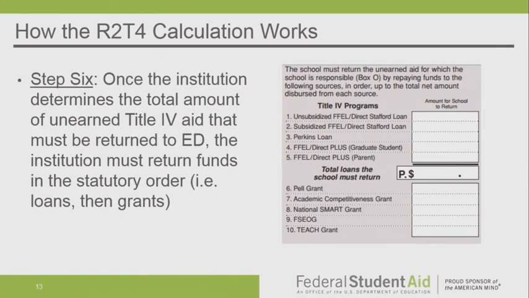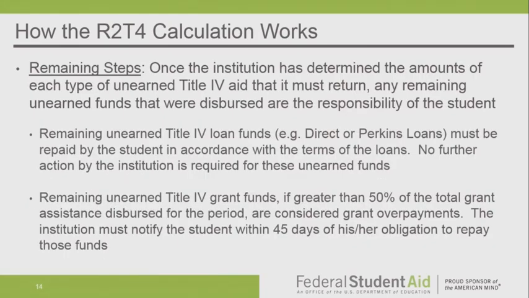Now, once the institution determines the total amount of unearned aid that it's responsible for returning to ED, the institution must return funds in a very specific order, what we call the statutory order, because it's outlined in the R2T4 statute. So you can see here on the slide, it goes generally from loans to grants: unsubsidized loans, then subsidized loans, then PLUS loans, and all the way down to Pell Grants and down the list. And again, this is from the old worksheet. There are no Academic Competitiveness Grants or SMART Grants in the current worksheet.